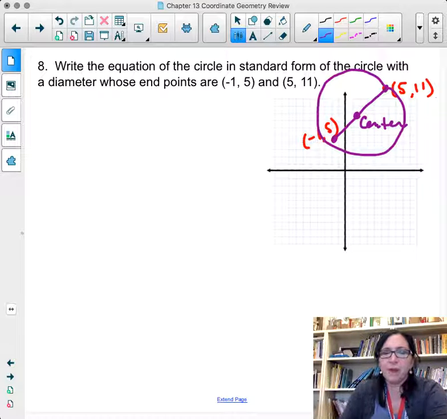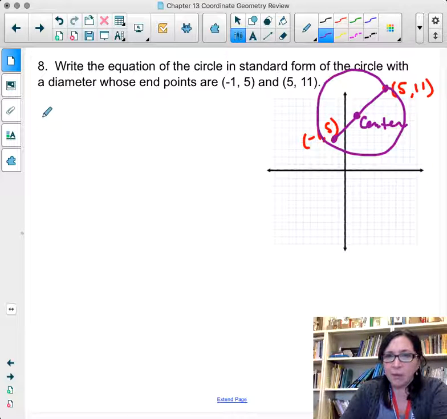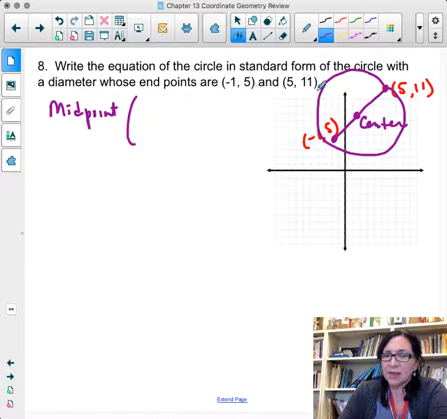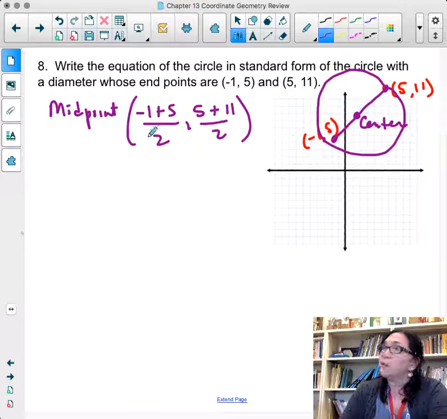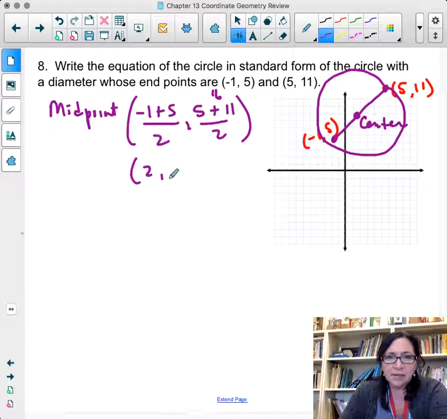And in order for me to find that value, I'm going to use the midpoint formula. So I'm going to find that midpoint. To find the midpoint, which in this case is my center, I'm going to find the average of my x's and the average of my y's. So I'm going to go -1 plus 5. So you're adding your x's, divide by 2, add your y's, 5 plus 11 divided by 2. And so that's going to be 4. 4 divided by 2 is 2. 16 divided by 2 is 8. So my center is 2, 8.